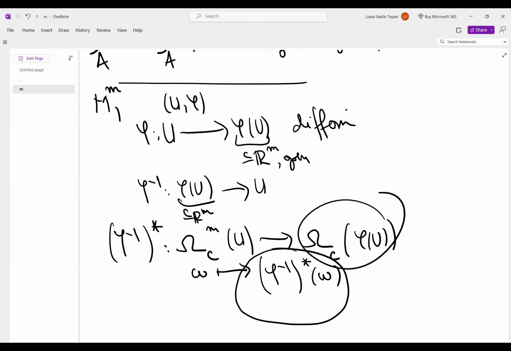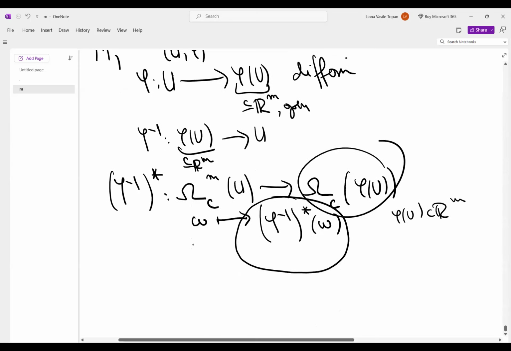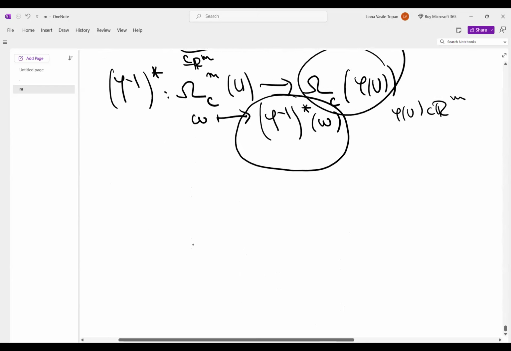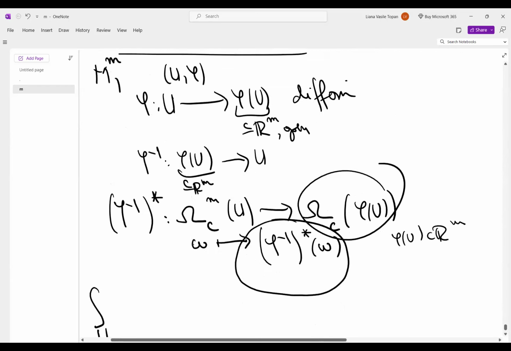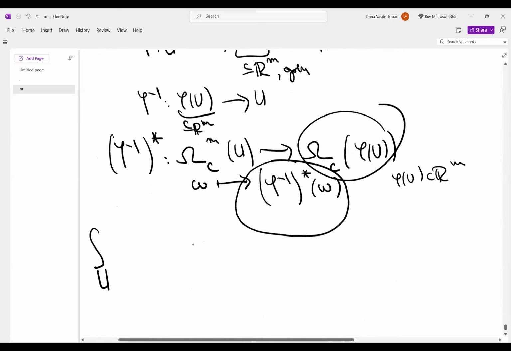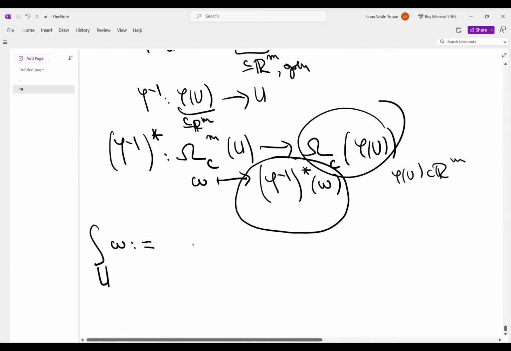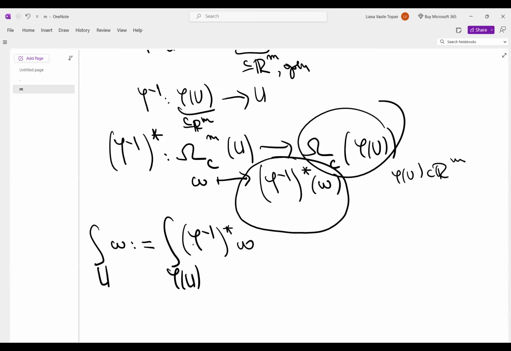But remember again, phi of U is a subset of Rm. So this is a smooth M-form on an open subset of Rm with compact support. So we define the integral over U. Again, U is a subset of the manifold, but we define the integral of omega via phi of U: the integral on phi of U of the pullback of omega by phi inverse.